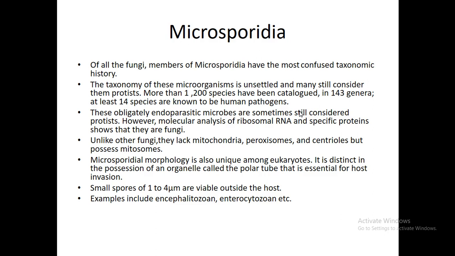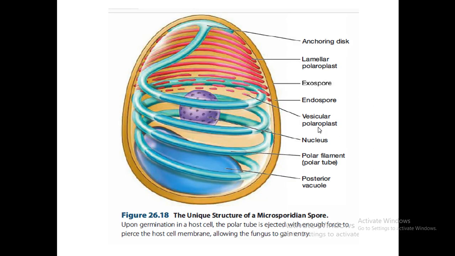Microsporidial morphology is also unique among eukaryotes because it contains a distinct type of organelle which is known as the polar tube, and this polar tube actually helps this fungus to grip on the host cell, and it gets entry through this polar tube. Thus, they are actually viable spores of almost 1 to 4 micrometers, which are viable outside the host cell. And you can see here this one.